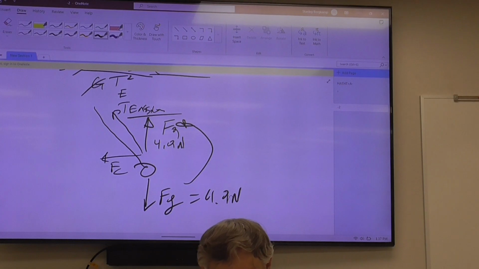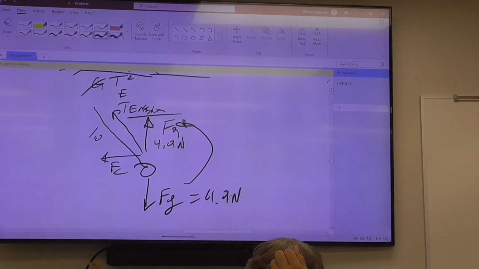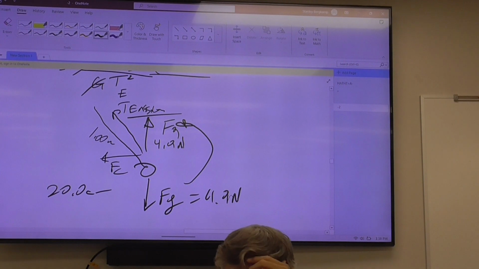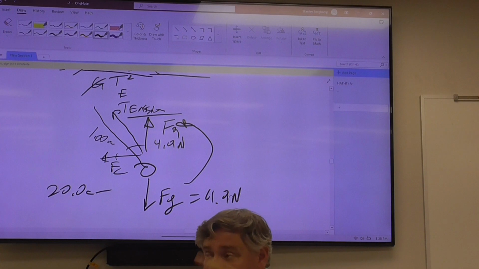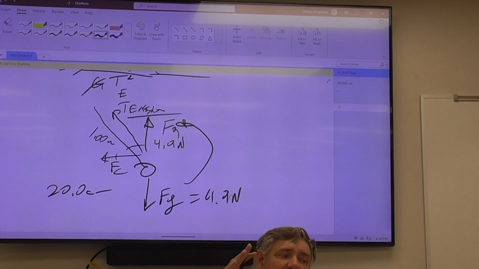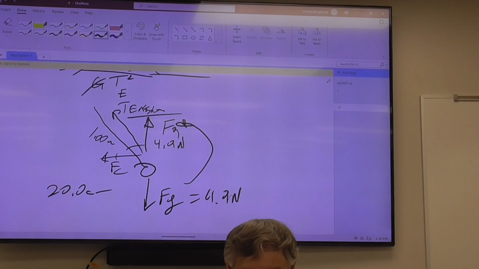So here's what you're told. You're told that this length is 1 meter and the radius is 20 centimeters. Okay? So here's the first thing that you got to do. You got to do some trig and find some angles. Okay? There's any number of ways you can set this up. Just be consistent on how you set up the triangle and how you set up that angle. Okay? So here's what you're going to know. You're going to know this side.